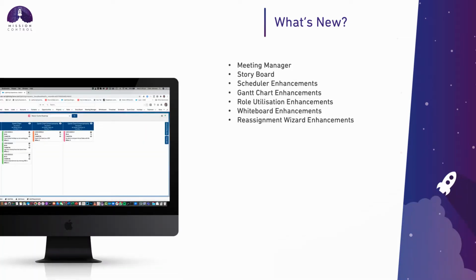So we've got a couple of brand new features, and then we've got some enhancements being made to existing functionality. The two new things that we're going to take a look at are the Meeting Manager and Storyboard, and then we've also made some enhancements to the Scheduler, Gantt chart, Role Utilization report, the Kanban Whiteboard, and the Reassignment Wizard. So let's jump in and take a look.